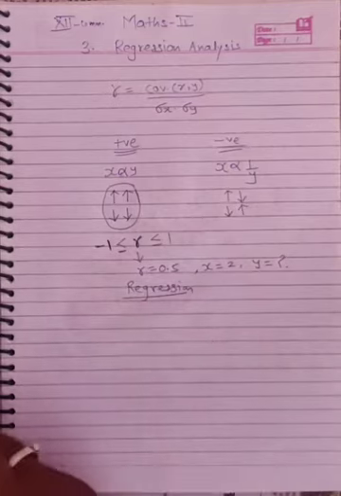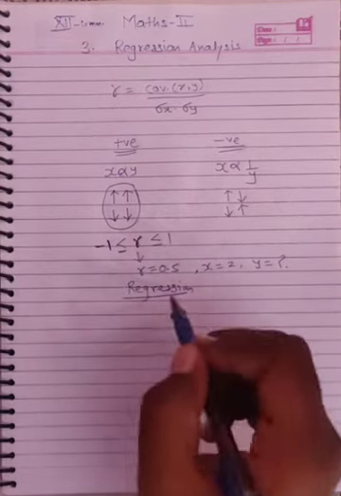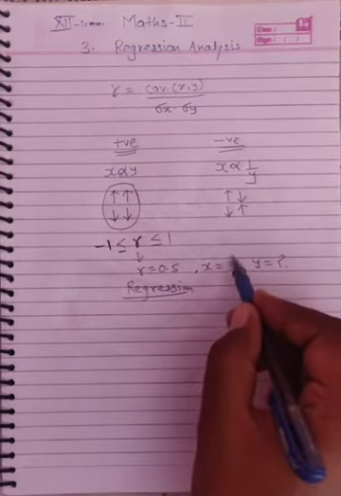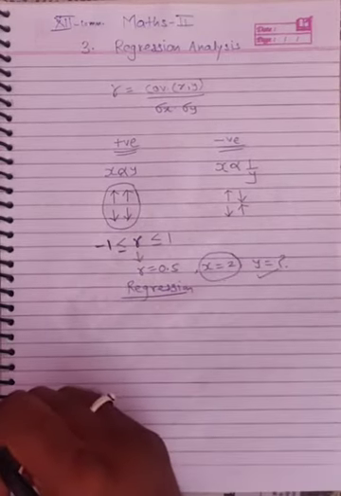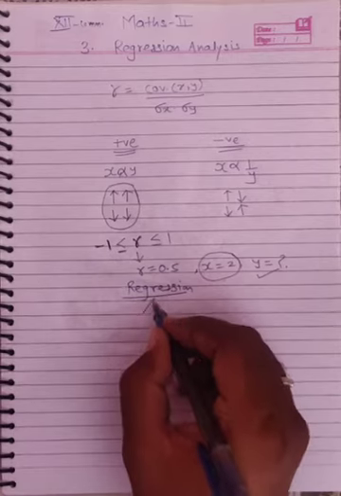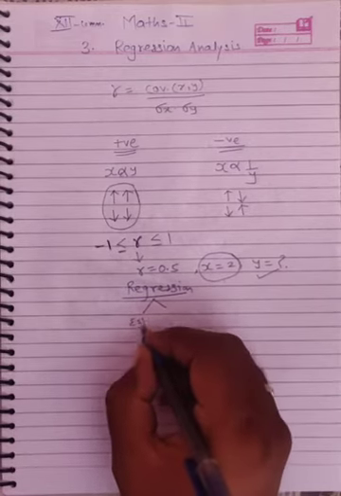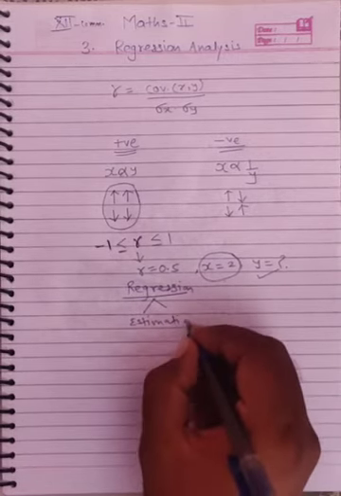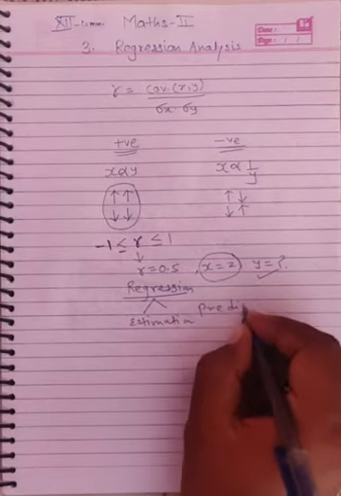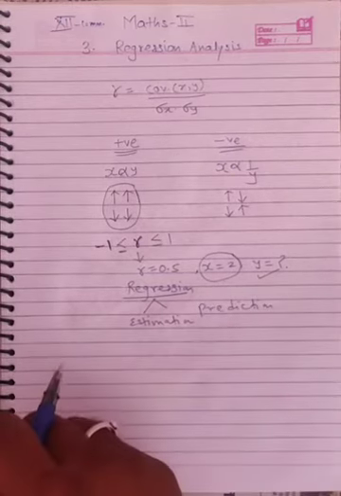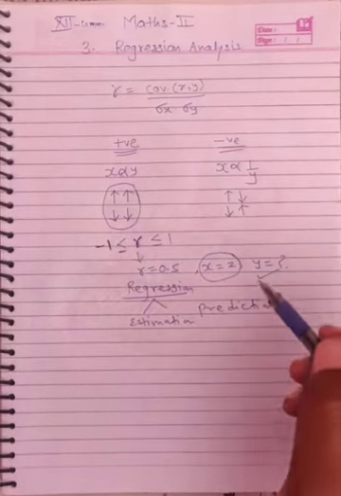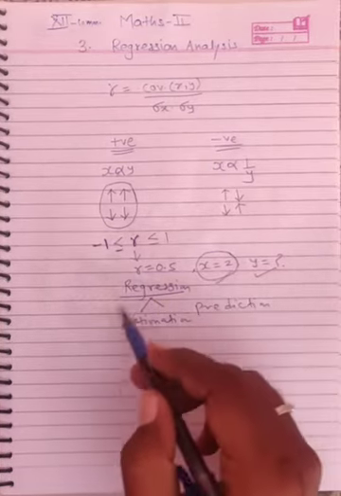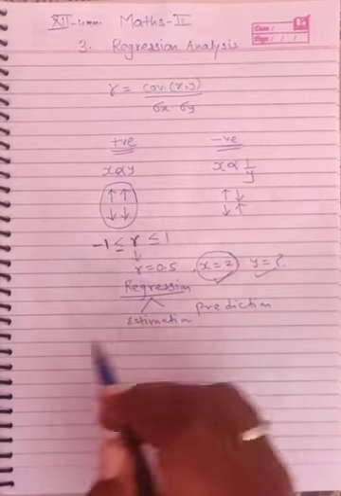Now what does regression mean? Regression analysis is the technique to determine the value of one variable for the given value of other variable. So regression analysis is the technique of what? Estimation and prediction. With the help of regression analysis or linear regression, we can determine the value of one variable when the value of the other variable is known.